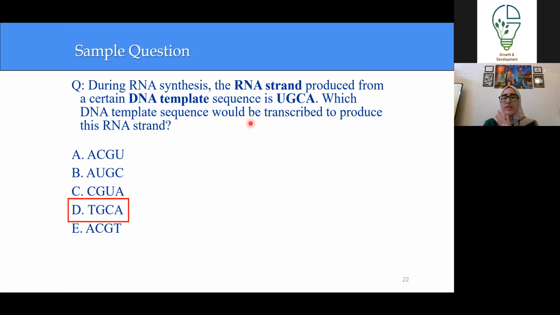This is probably the hardest question you could get for this concept, specifically when it comes to the reversing stuff. This is probably the hardest thing that you could get.